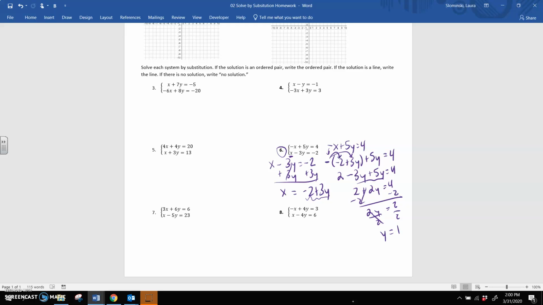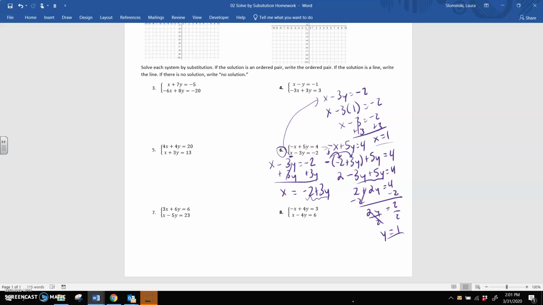But now that I found the y value using the top equation, now I'm going to take the bottom equation, x minus 3y equals -2, and I'm going to substitute the y value of 1. So I have x minus 3 times 1 equals -2. Solve for the x, -3 times 1 is -3, so x minus 3 equals -2. Add 3, and I get x equals 1. So I believe my answer is the ordered pair 1, 1.